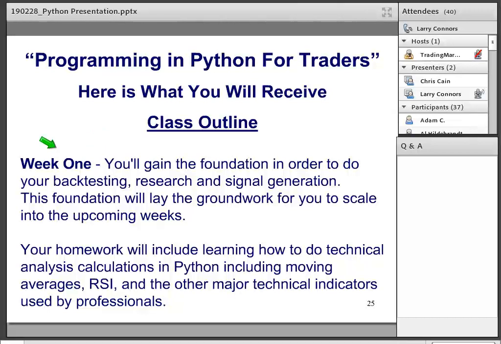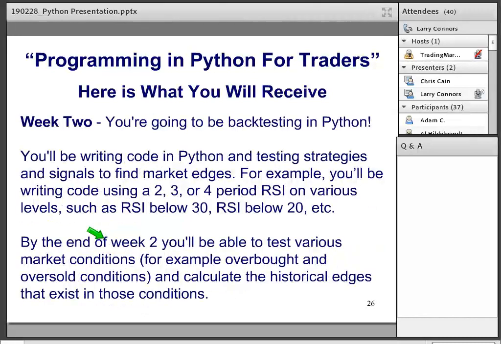So on week number 1, you'll gain the foundation in order to do your backtesting, research, and signal generation. And this foundation will lay the groundwork for you to scale into the upcoming weeks. So your homework for the week will include learning how to do technical analysis calculations in Python. And that includes much of the technical analysis that most of us use. So things like moving averages, RSI, and the other major technical indicators used by professionals. Week number 1 is the foundation, and then we build from there.